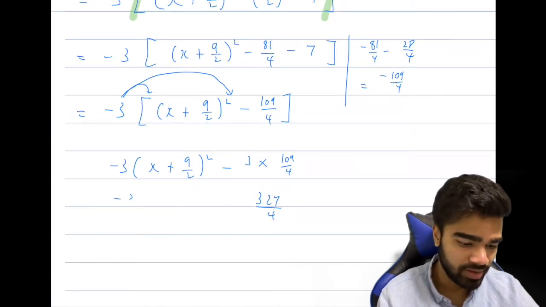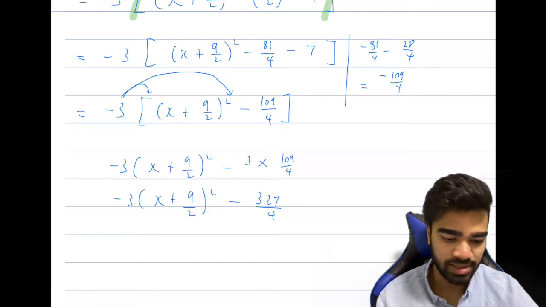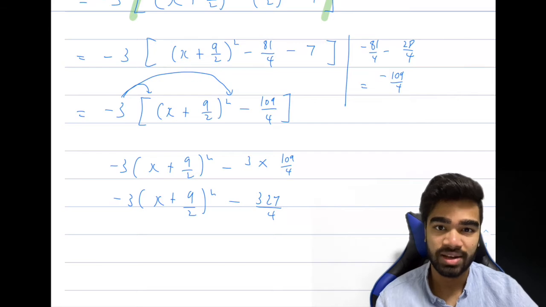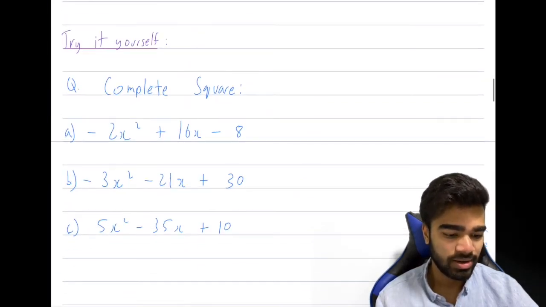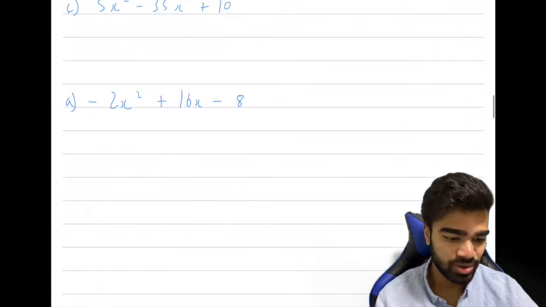So you have negative 3 times (x plus 9 over 2) whole squared, minus that number. So that would be your final answer. Let's keep going. Have a go. Pause the video and do these questions. Let's go through each one together.